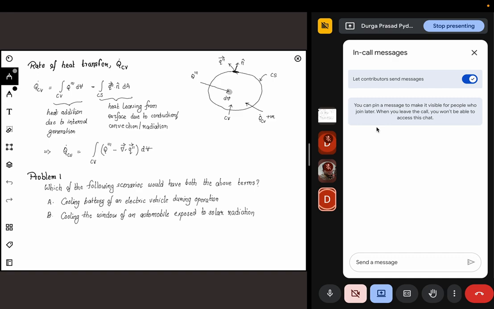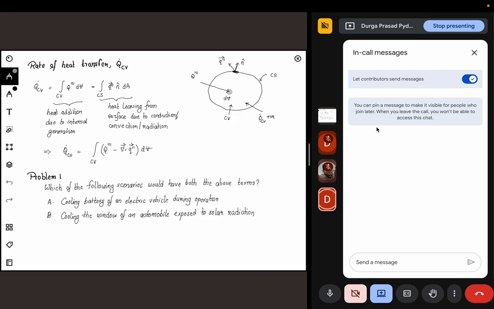A quick question over here. So we have two terms here. There should be some difference between what is Q triple prime, which is basically the heat addition due to internal generation, and this, which is the surface heat flux. So just to understand whether these two terms are clear.